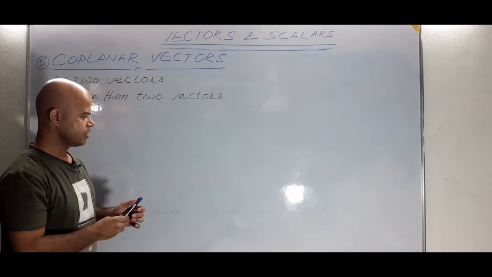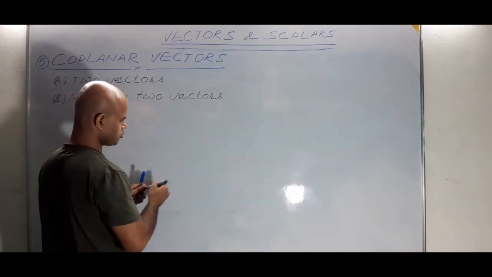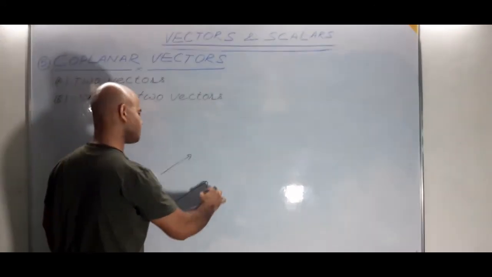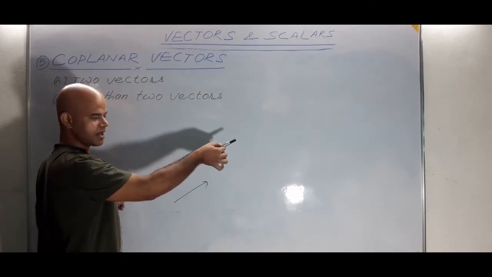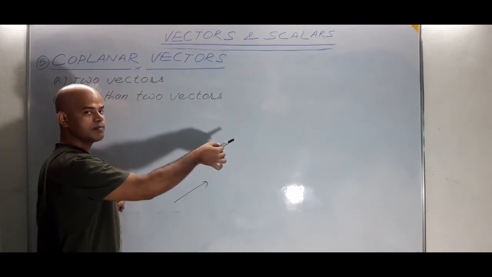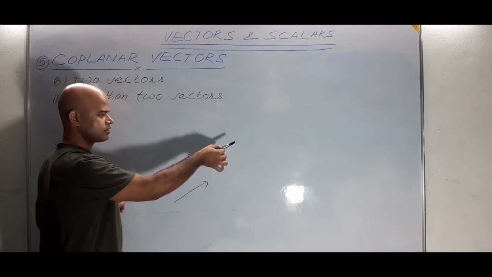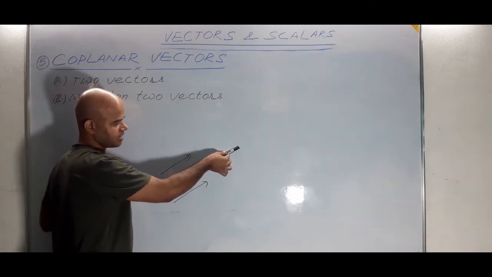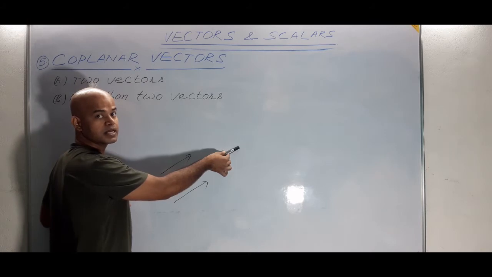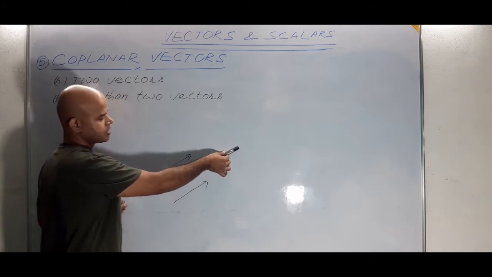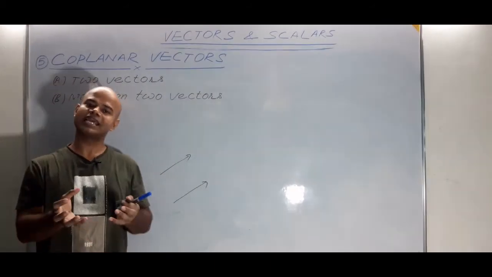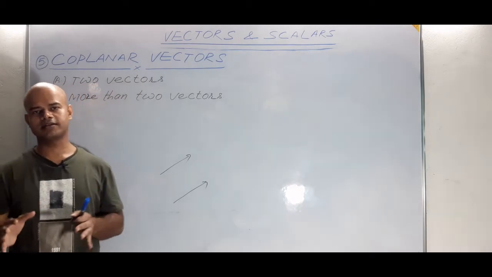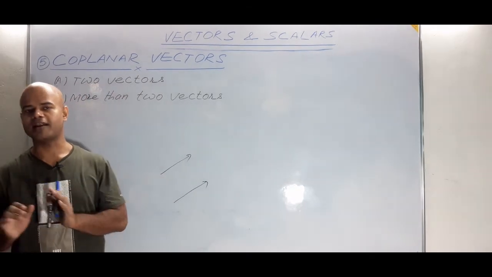For example, if these two vectors lie in the plane of the board and the third vector is like this, parallel to the board, these three will be coplanar. The third one can be shifted parallelly and get absorbed in the plane of the board, right? So these three vectors are coplanar. So either they should lie in the same plane or they can be taken in the same plane. Then the vectors are said to be coplanar vectors.